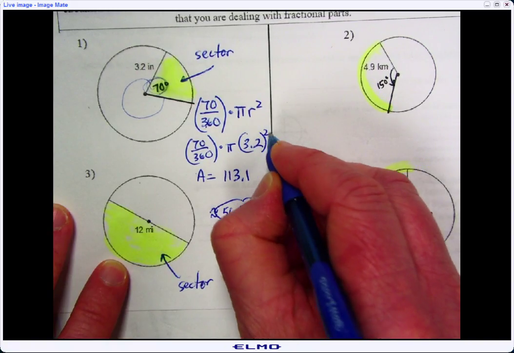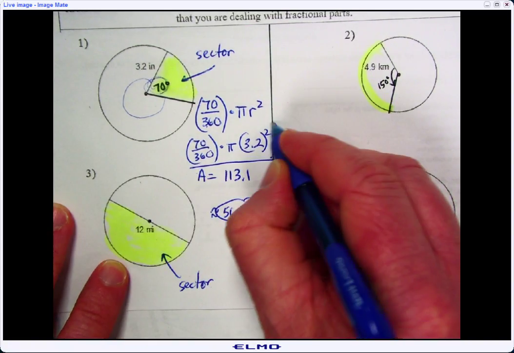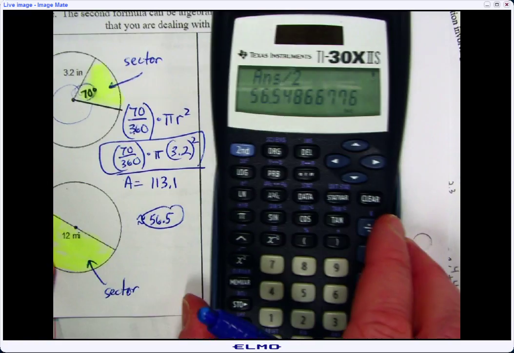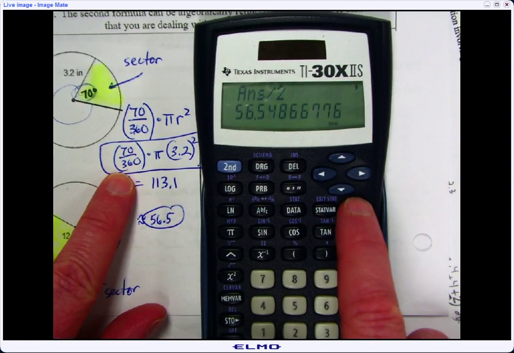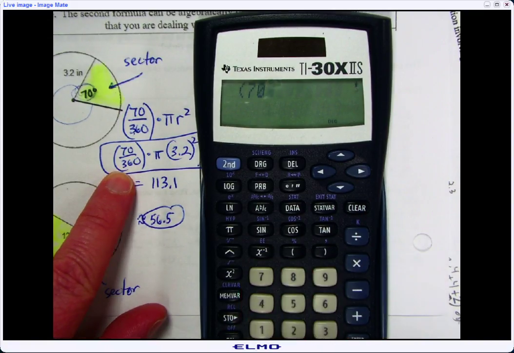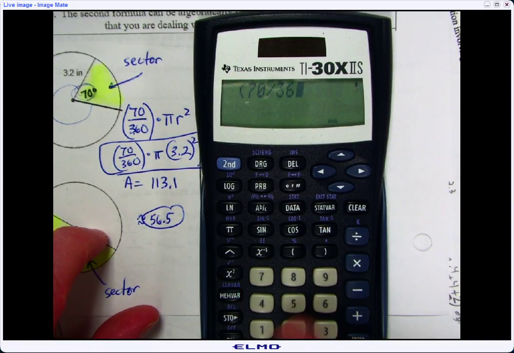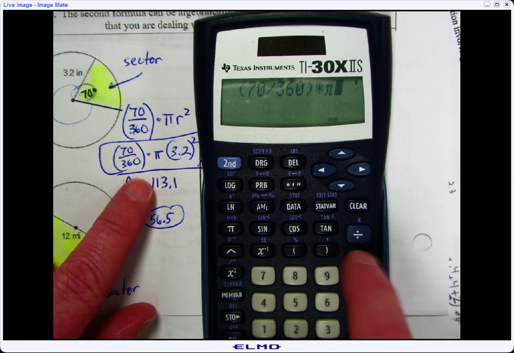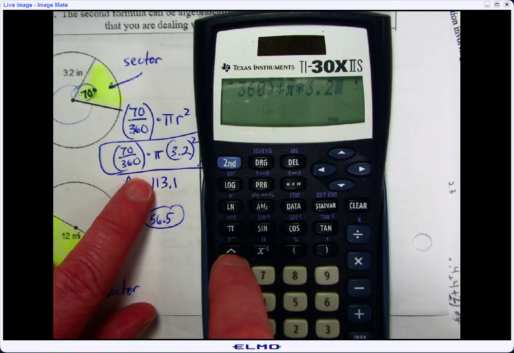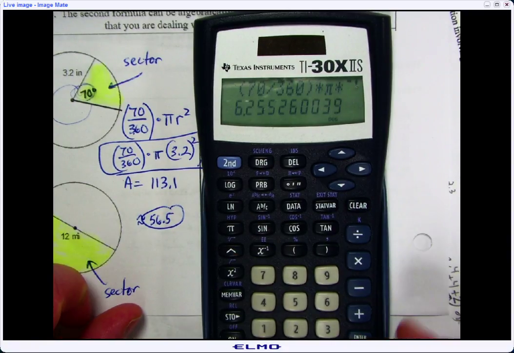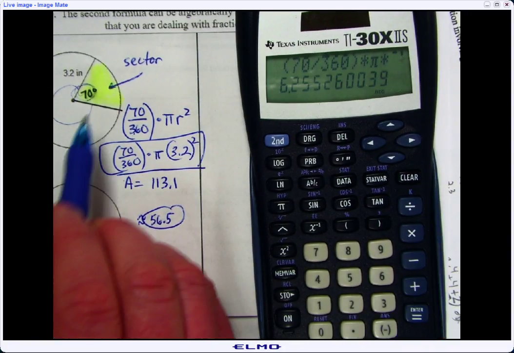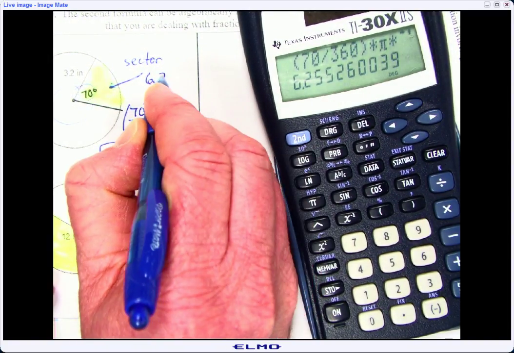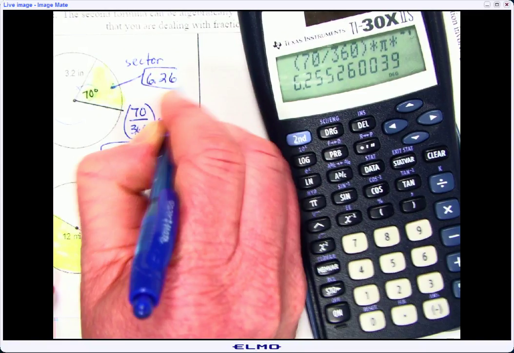So it's a pretty straightforward formula. Make sure you know how to enter that in your calculator. If you have parentheses, use them and go 70 divided by 360 times pi times 3.2 squared. You can do it all in one step if you use the parentheses right. So that sector would be 6.25. Well, 6.26 inches squared.